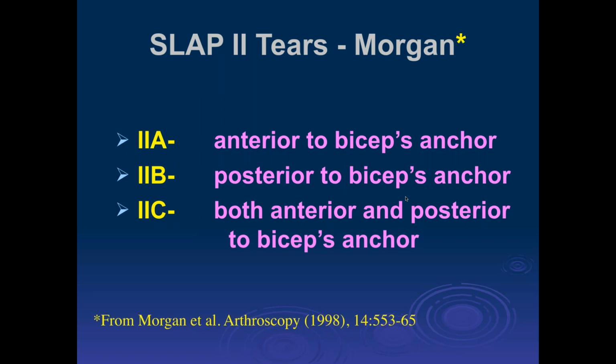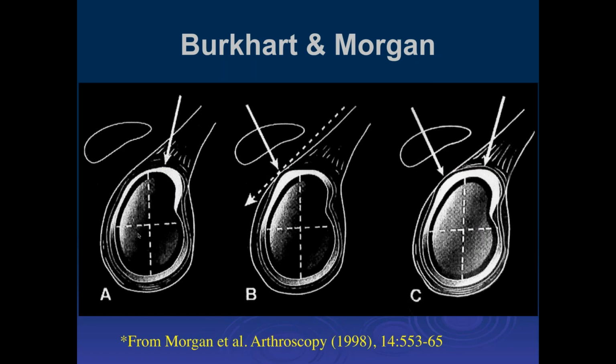This is just so you know this. I don't really use this anymore. Type A, the tear is just anterior to the biceps anchor. Type B, it's just posterior to the biceps anchor. And type C, it goes all along the course there. So this is a typical A, B, and a C. The vast majority that we see, I think, are Cs.